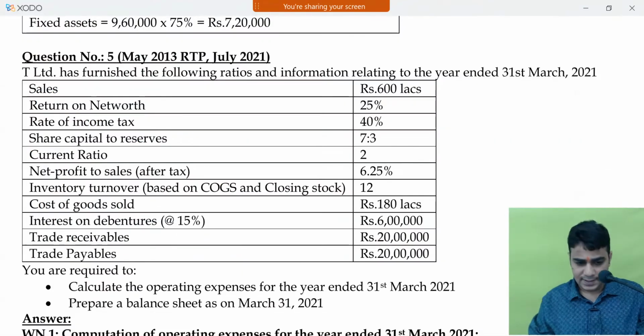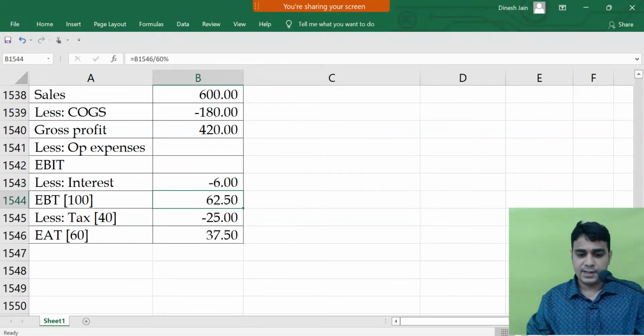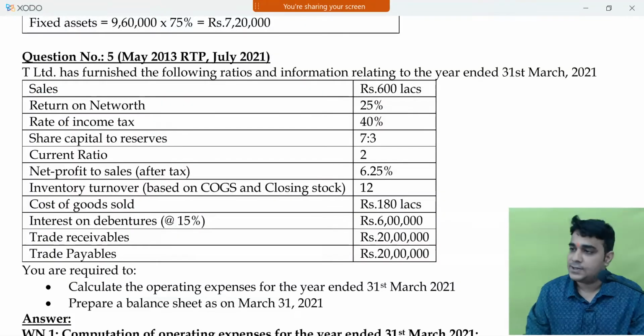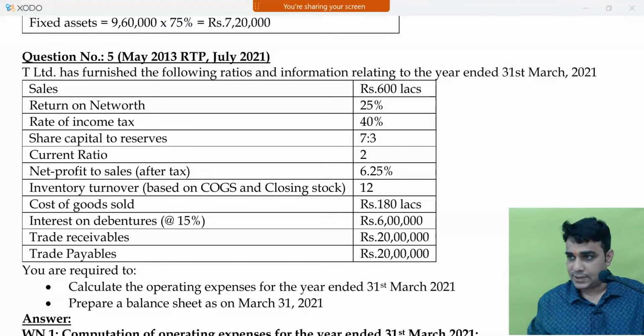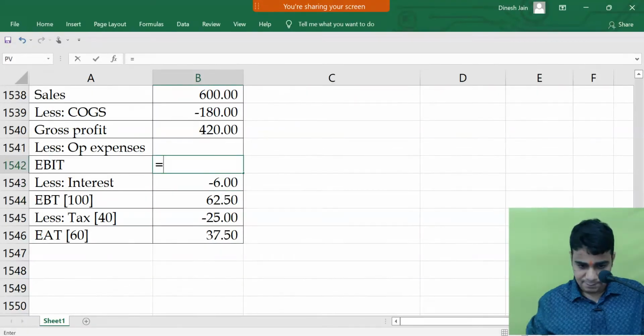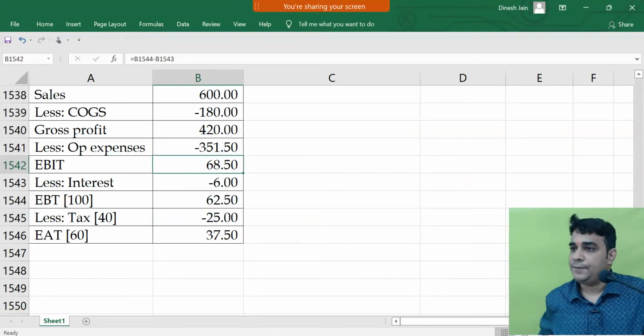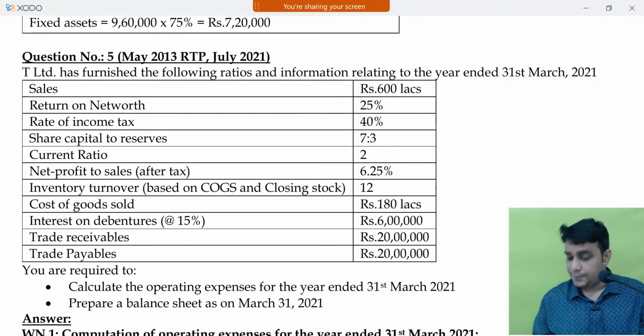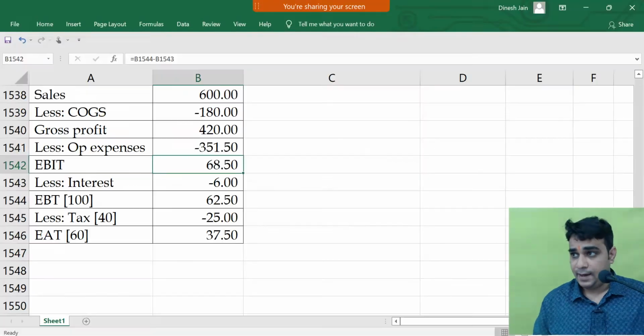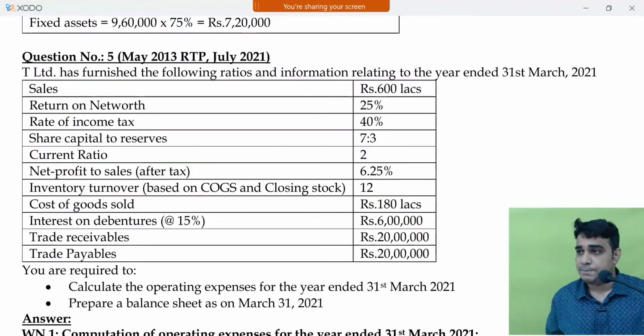Interest is given in the question, in fact. 6 lakh, interest on debentures. I get EBIT. And the OPEX is a balancing figure. Should be 351.5 unless there is something else to be considered. My operating expenses is a balancing figure, which is 351.5. Any doubts on this? Next segment is on balance sheet preparation.